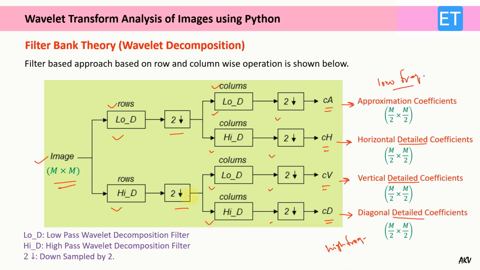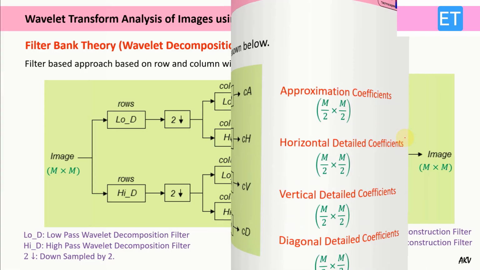Okay, and let's see what happens to the size because of the downsampling. So if you have the image of size m by m, then because of the downsampling you get all these 4 matrices of half the size, that is m by 2, m by 2. So for an image of 256 by 256, the size of these 4 matrices will be 128 by 128.